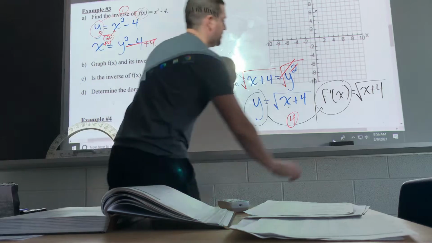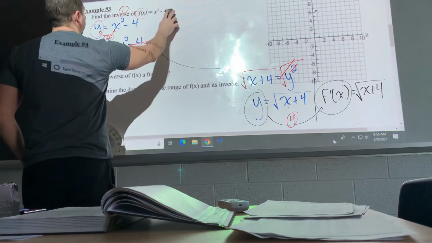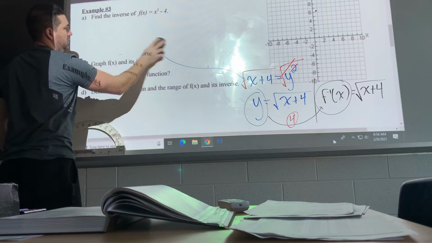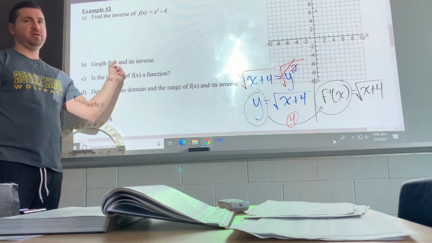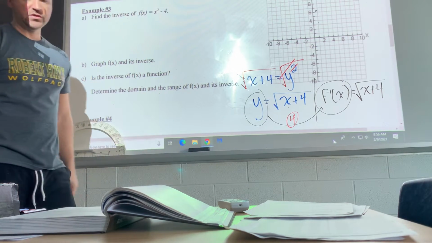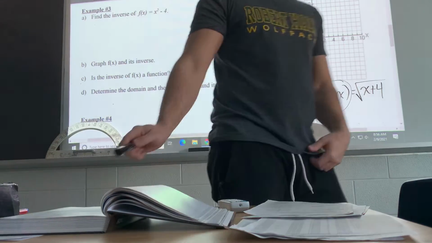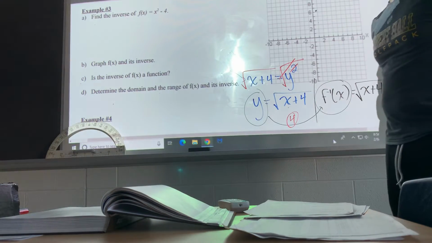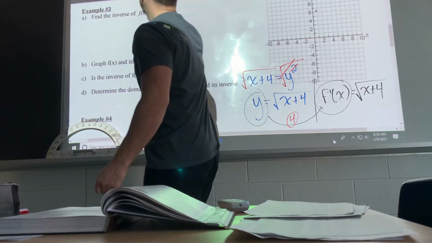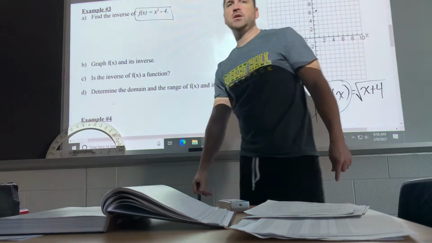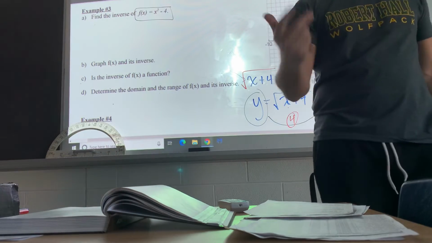Okay, I'm just going to erase this part here. Okay, part B says graph the function and its inverse. So I showed you a quick one on how to graph last week. So let's graph this one. Let's just graph the parent function, and then we can take the points and swap them.